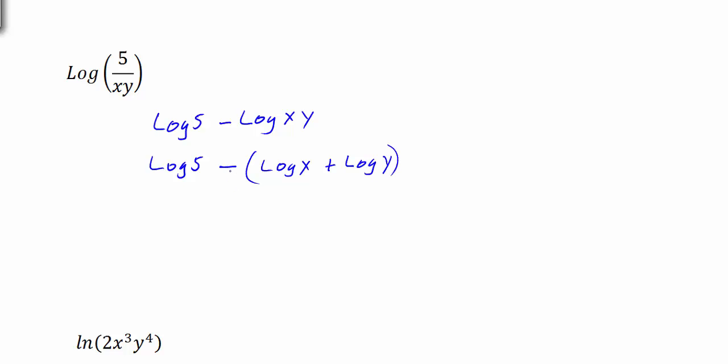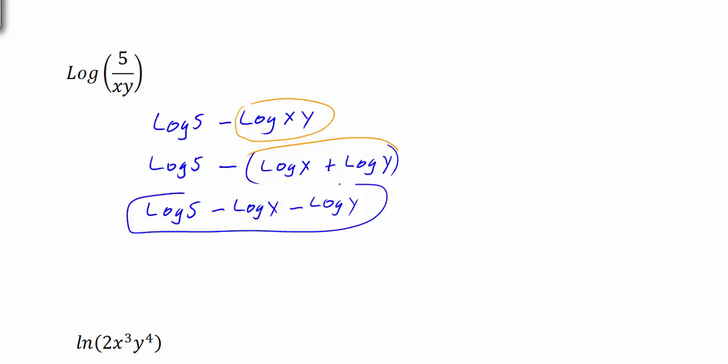And now if you notice, why did I put the parentheses here? Because this whole log of xy, which simplifies to this piece, all of that has to be subtracted. So that means if we were to distribute the negative, we would end up with a minus log of x minus log of y. And this here would be your final answer.